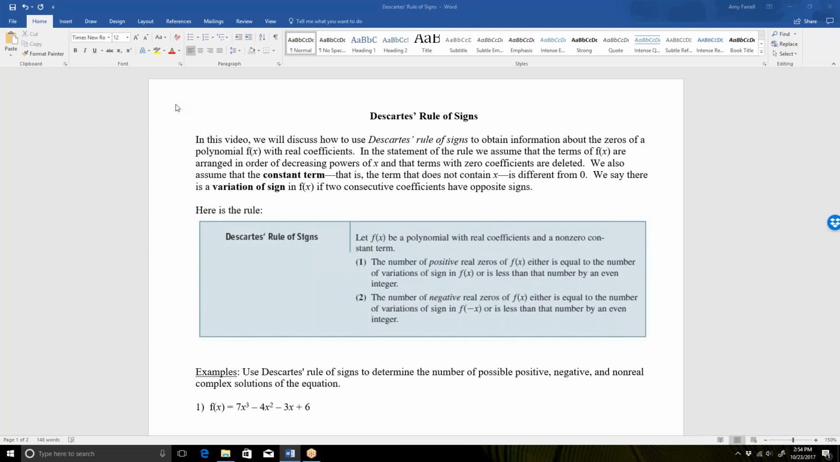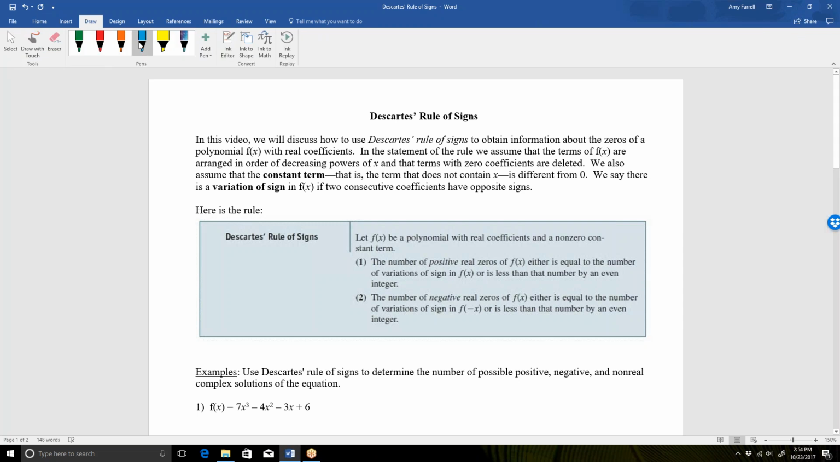This video covers Descartes' rule of signs. This rule helps us to determine the possible number of positive and negative real zeros of a polynomial function f of x. To use this, we need to make sure that our terms are arranged in order of decreasing powers of x. We also need that the constant term, or the number, is different from 0. So we need a non-zero constant.